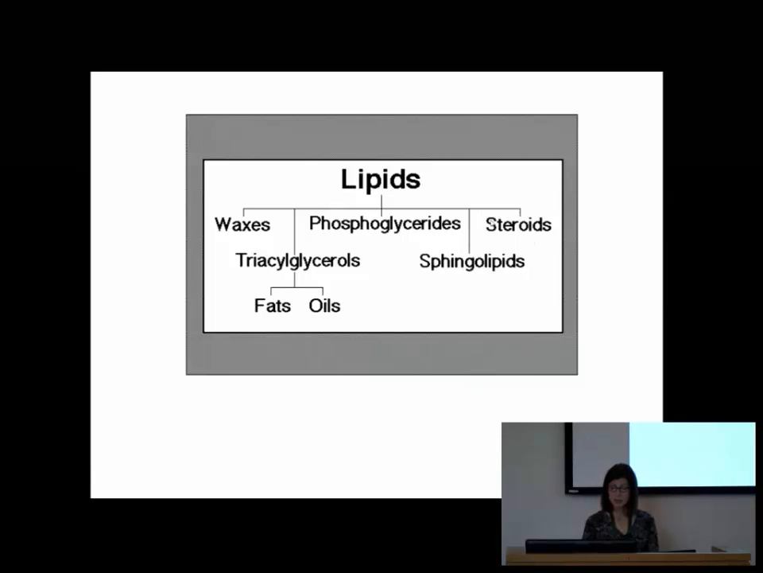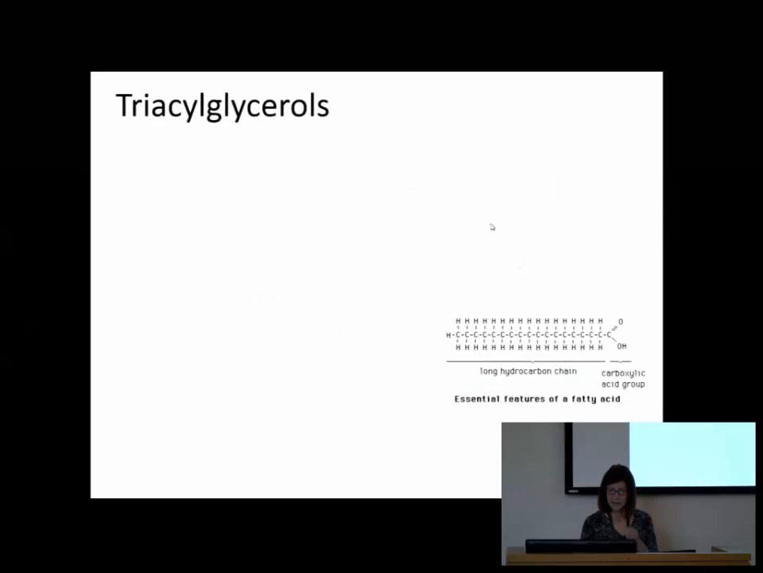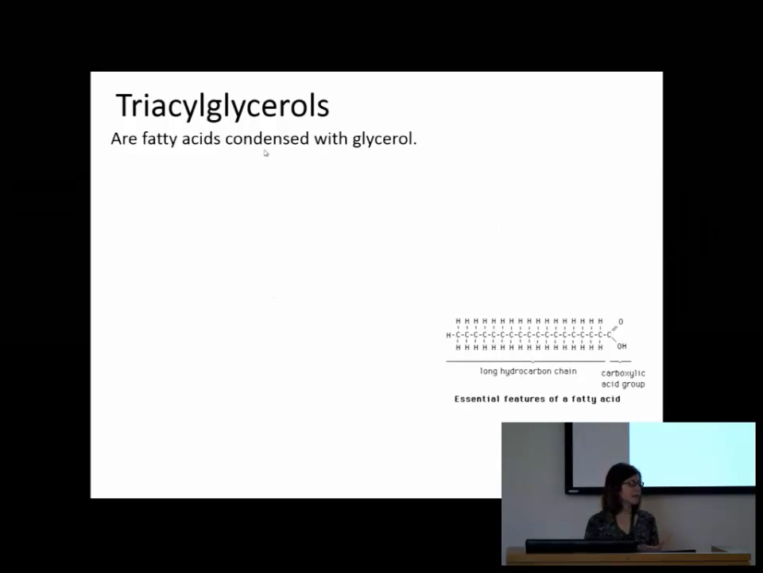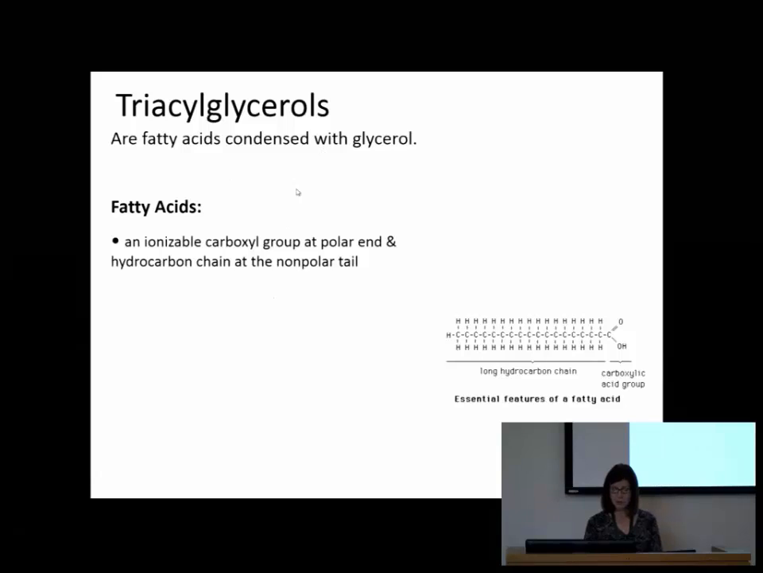Triglycerides are fatty acids condensed with glycerol. When I say the word condensed, it means we're putting them together. All right, we're putting fatty acid with glycerol. So let's start with a fatty acid. What does that mean? Fatty means the nonpolar tail. That's what I mean by the word fatty. And then you have an organic acid. So that's what a fatty acid is. Because it has the nonpolar part and the polar part, we call it amphipathic.